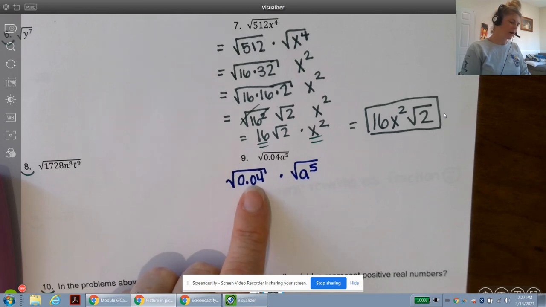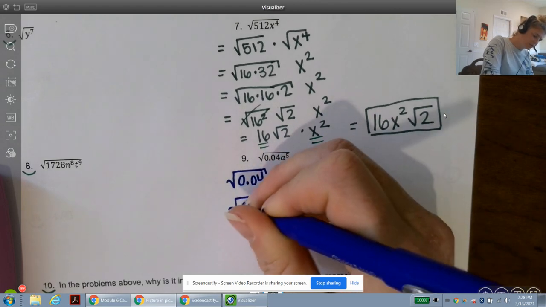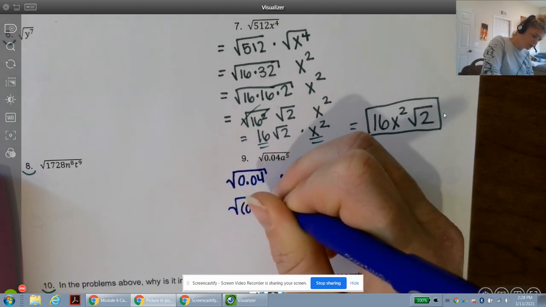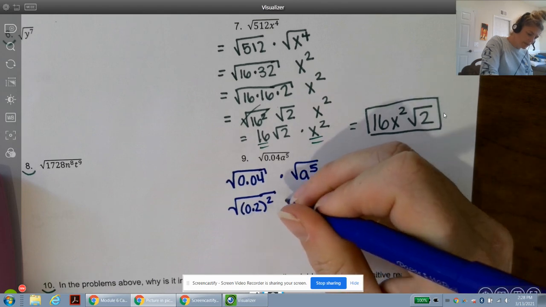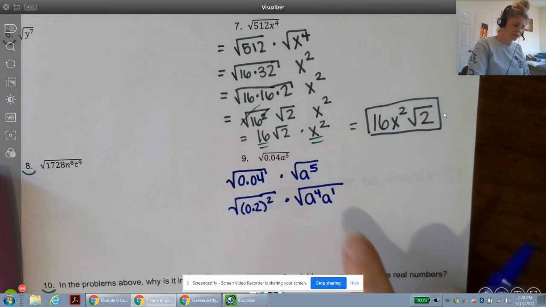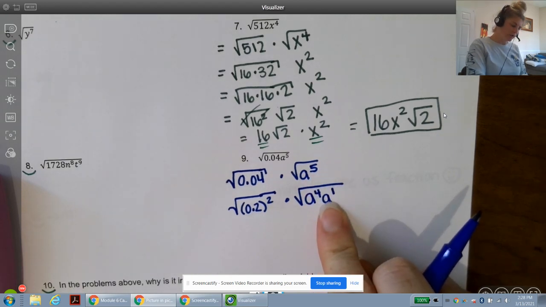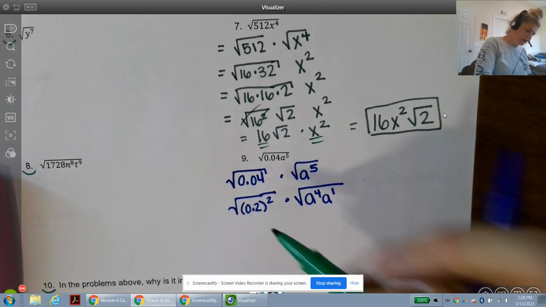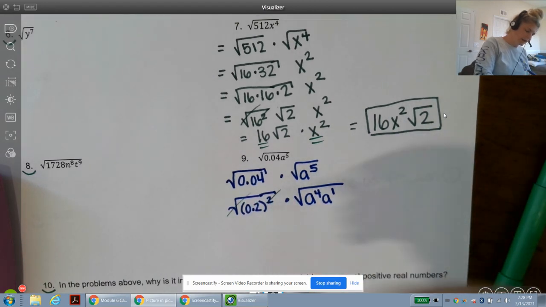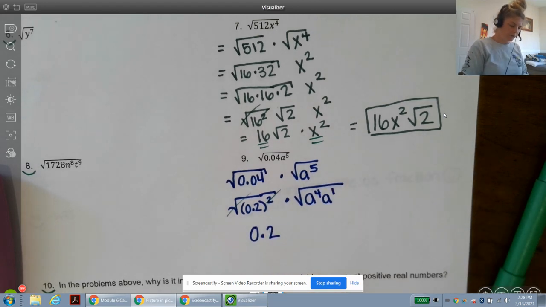And since our product has 2 decimal places, I know that our factors, the numbers that multiply to make the number, have 1 decimal place. So this is equal to 0.2 squared times, and rewrite a to the 5th as a to the 4th times a to the 1st, because we always rewrite odd exponents as an even power times a power of 1. And I know I'm taking the square root of a square, so they are inverse operations.